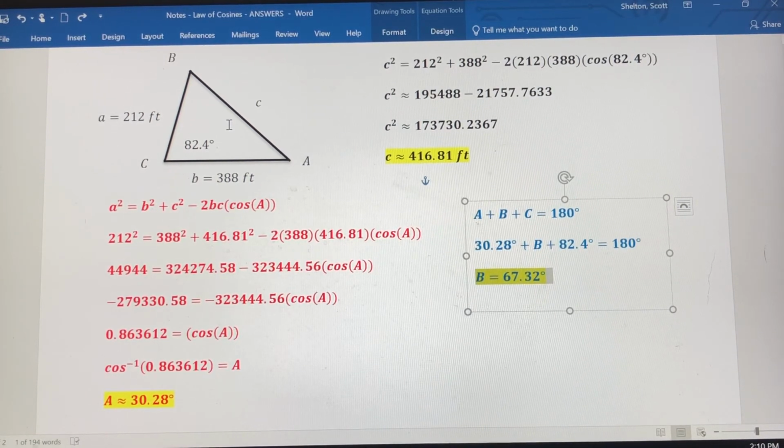As always, you will want to verify the largest angle is opposite the largest side. That's true. The smallest angle, which is angle A here, is opposite the smallest side, 212. And the angle that's in the middle, 67.32, is opposite the side that's in the middle. It's just a real quick way to check that your answers make sense. Again, it's not foolproof. It doesn't guarantee they're right, but it gives you some idea that they're in the right ballpark.